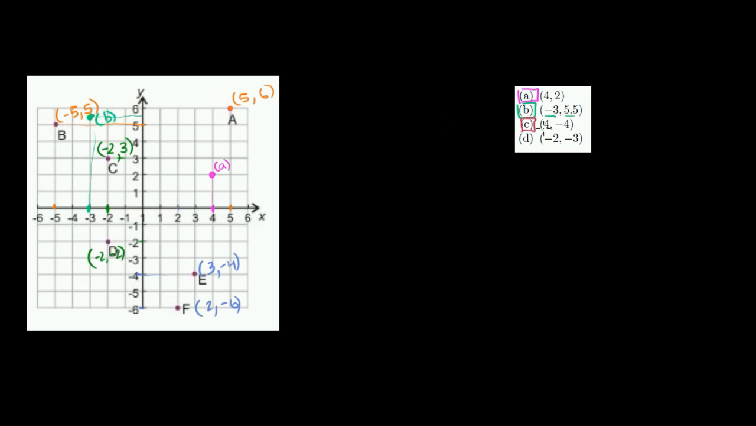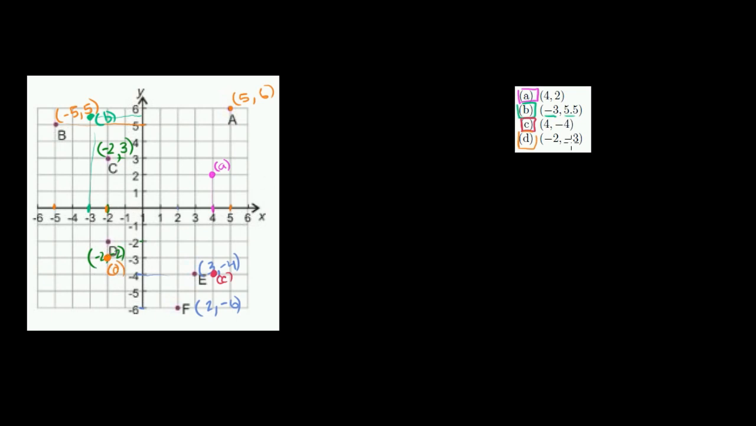Then C. 4, negative 4. X is equal to 4. Y is equal to negative 4. Right over there. And then one last one, I'll do it in orange. D. X is negative 2, y is negative 3. X is negative 2, y is negative 3 right there. That's the D with parentheses.